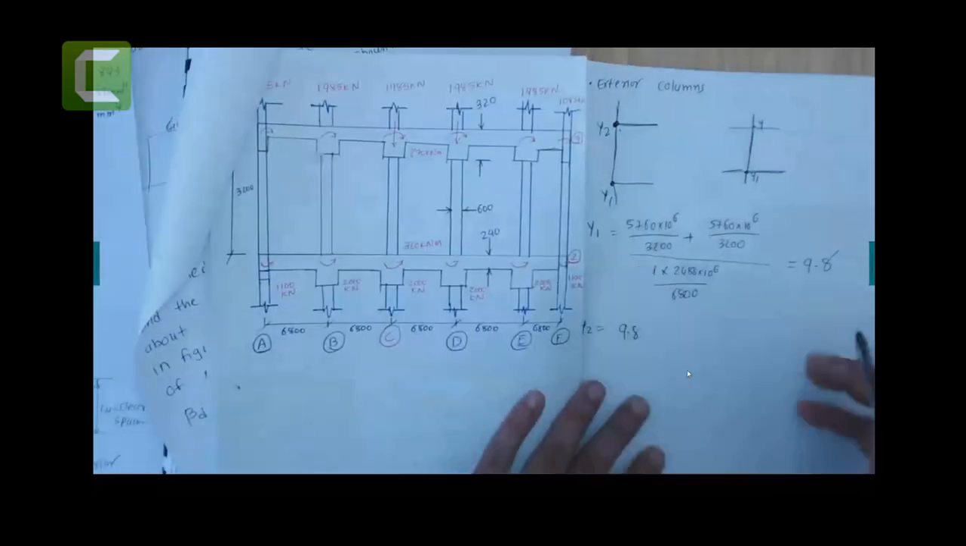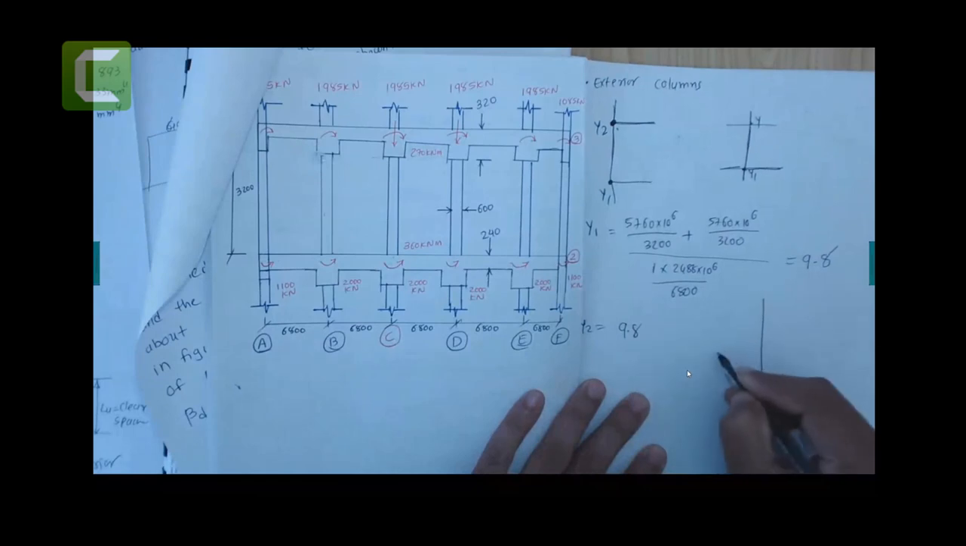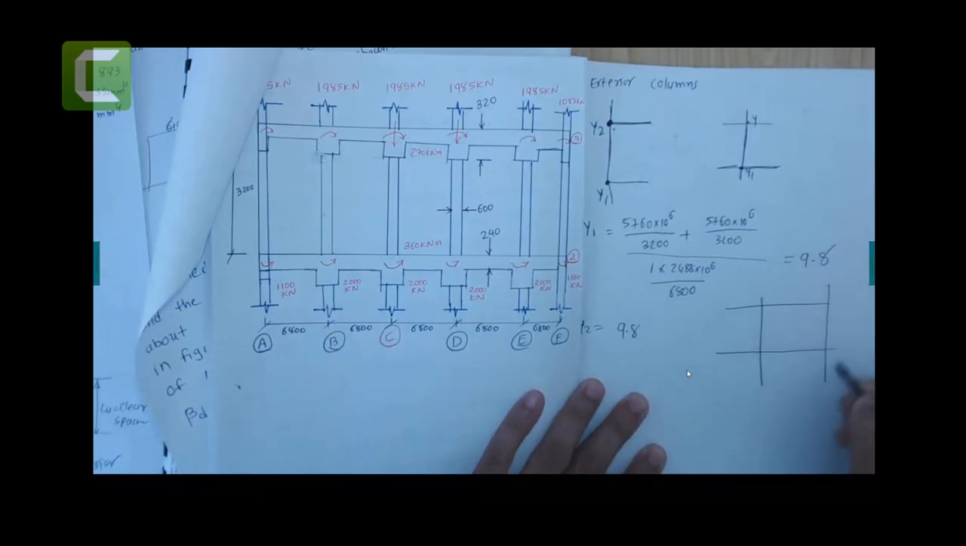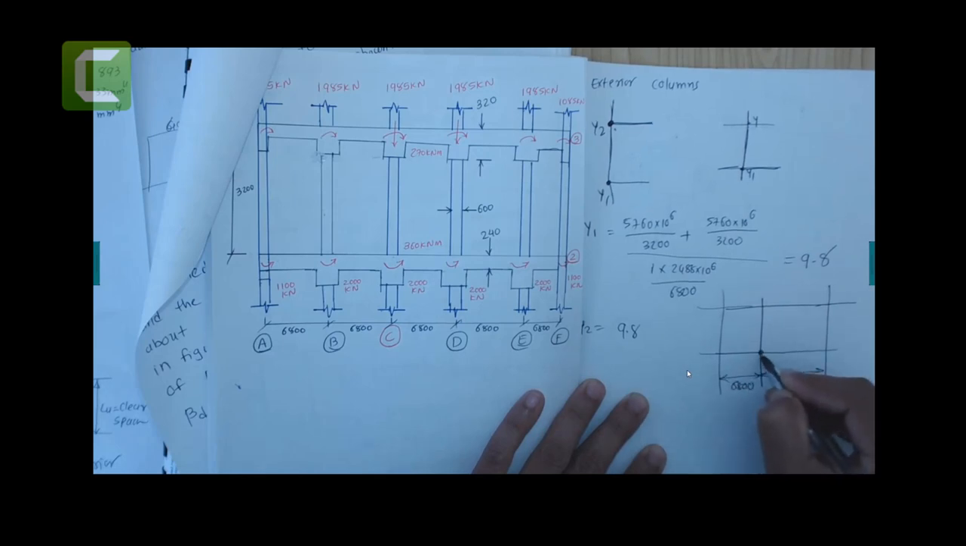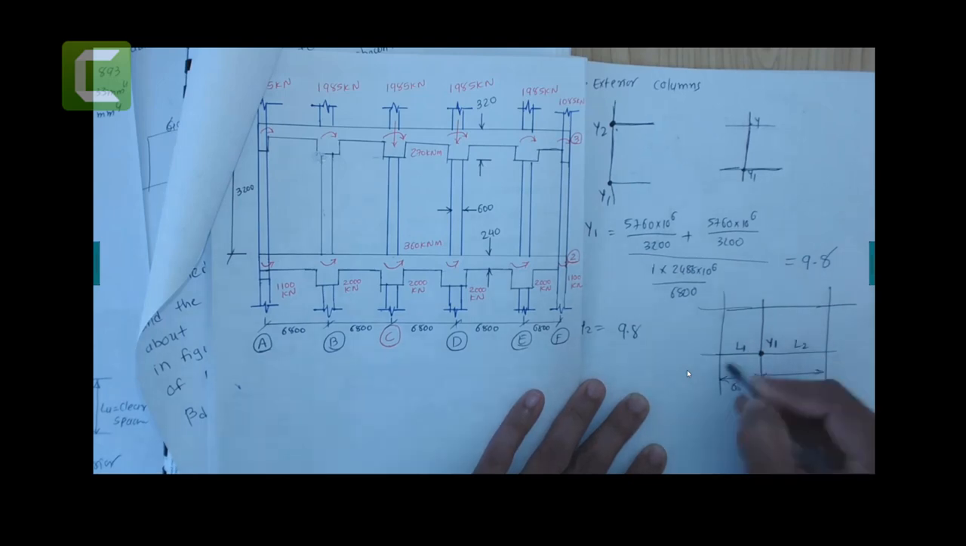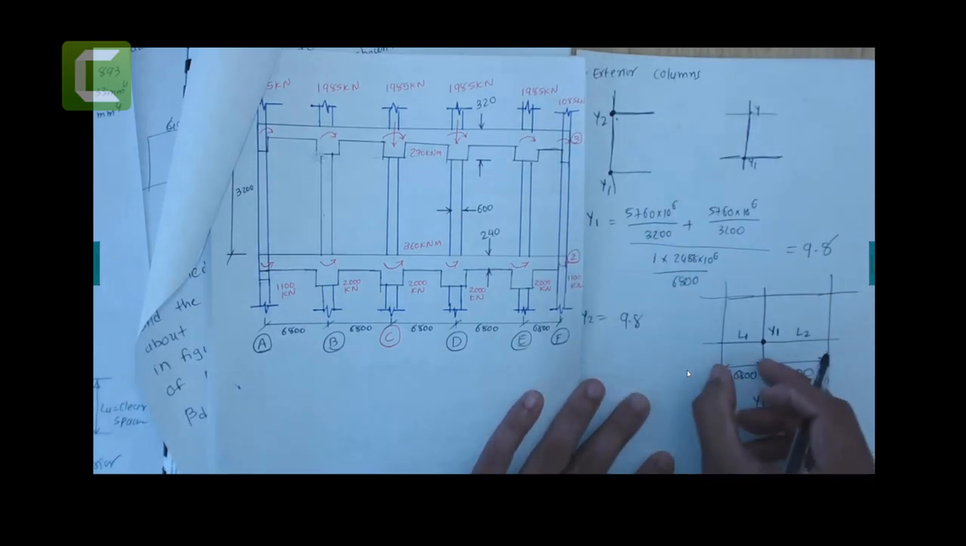I think I made a mistake in the last one. Okay, now here, the beam length that you're going to get, let's say in this scenario, you have this beam is 6800, then you have another column here, you have this beam is 6800. If you are calculating this gamma 1, then you have gamma 1 equal to this length. Let's say this is length L1 and length L2 for the beam. You take this one for this.